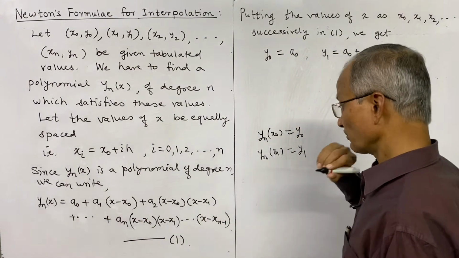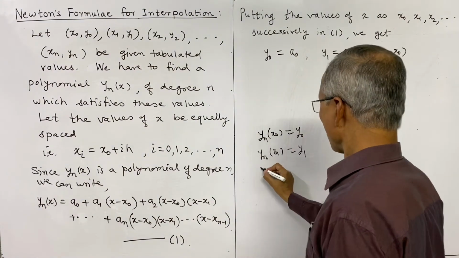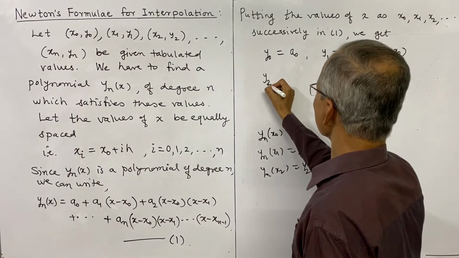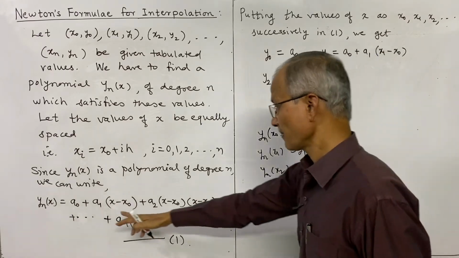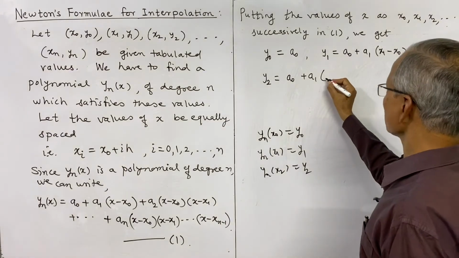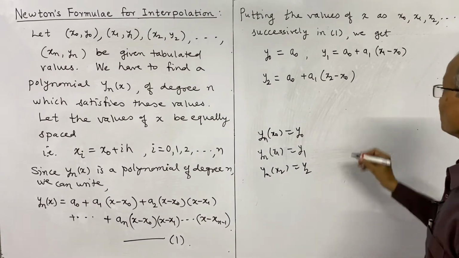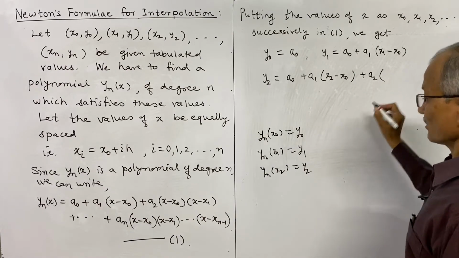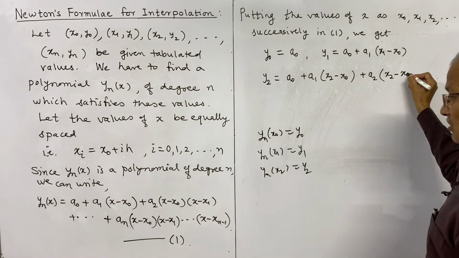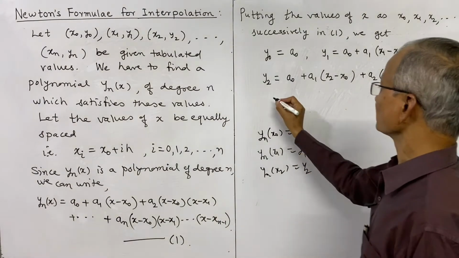Now we put x is equal to x2, and yn at x2 is y2. So y2 is equal to a naught plus a1, where x is x2, so x2 minus x naught, plus a2, where x is x2, (x2 minus x naught)(x2 minus x1), and so on.